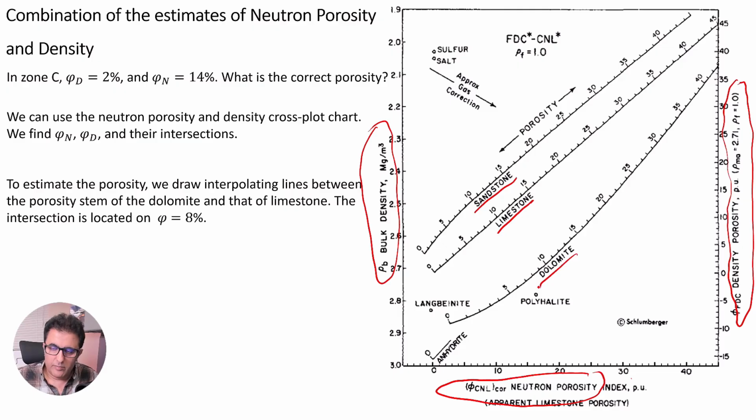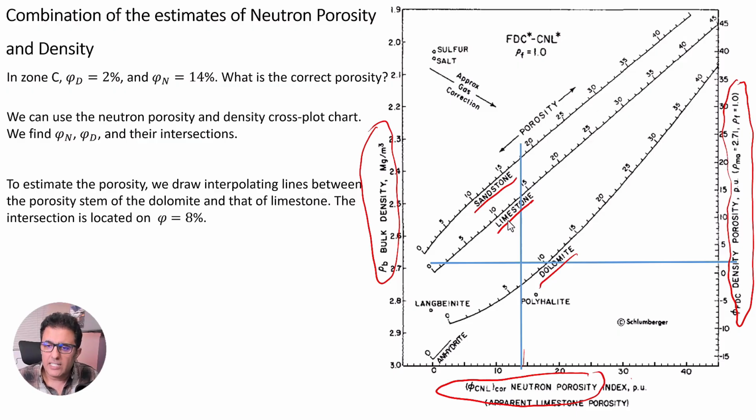Now let's look at this chart and how we use it. What we need to do, for example, is go here and pick 14 for neutron porosity as we have it here, and 2 for the density porosity, and find the intersection of these two porosities here. If we do that, we see that the intersection falls within this area. Indeed, the intersection falls within dolomite and limestone. It means that the formation is mostly dolomite, but it is possible that it has some percentage of limestone or sandstone as well.